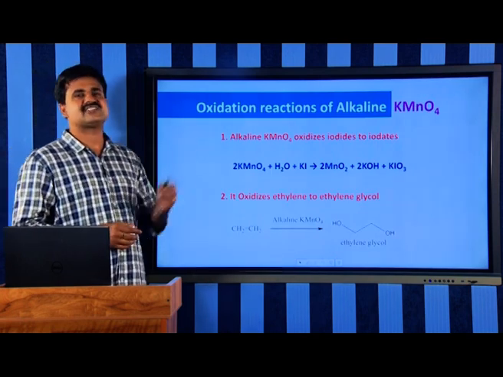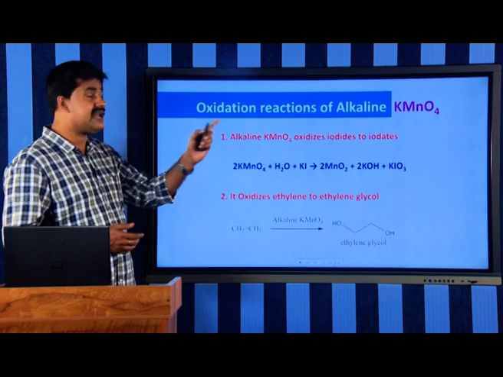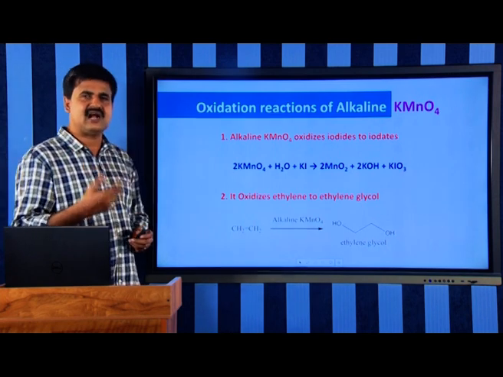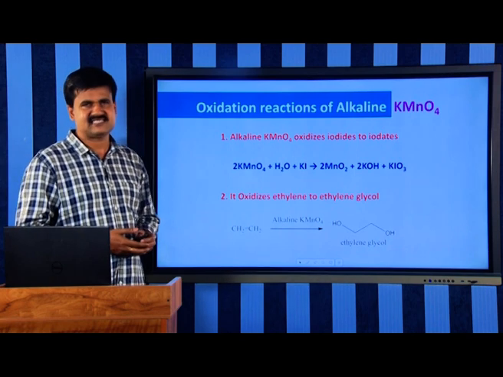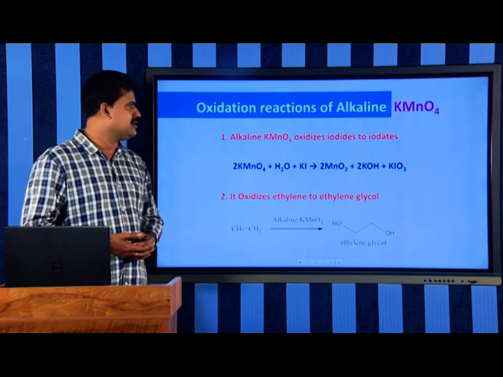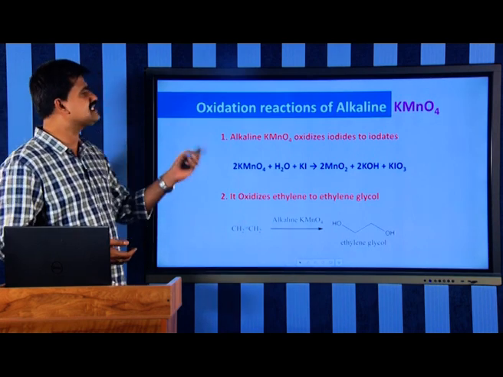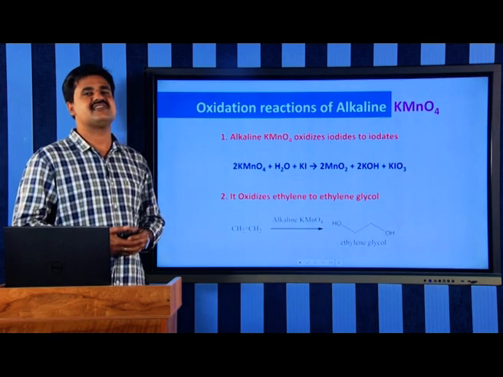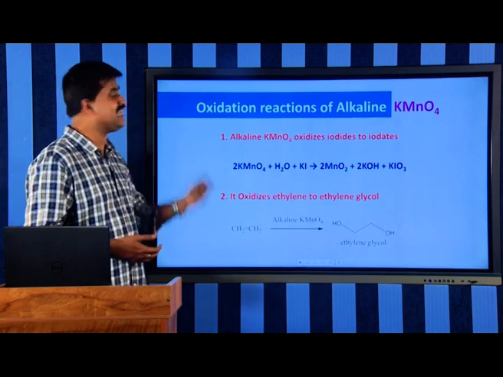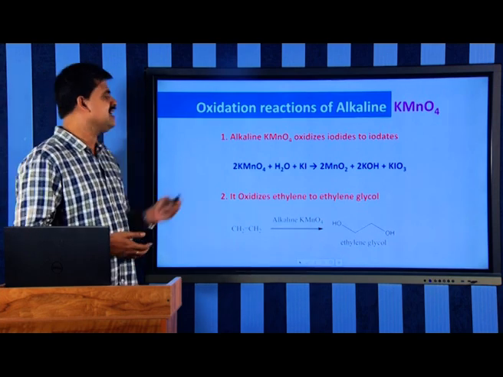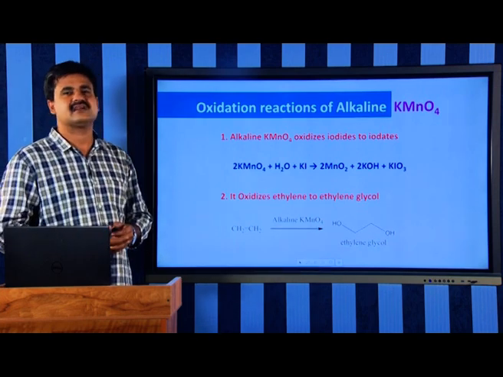Another topic: oxidation reactions of alkaline KMnO4. I mentioned that in alkaline medium also KMnO4 is a good oxidizing agent. Some reactions are here. Alkaline KMnO4 oxidizes iodides to iodate, that is potassium iodide is converted to potassium iodate, KIO3. It also oxidizes ethylene to ethylene glycol.